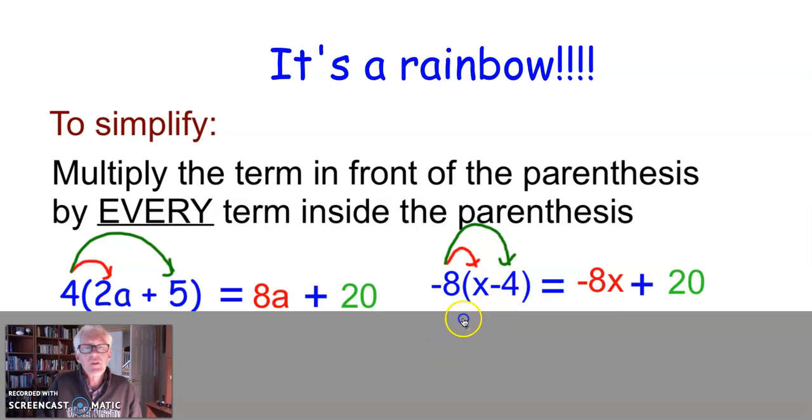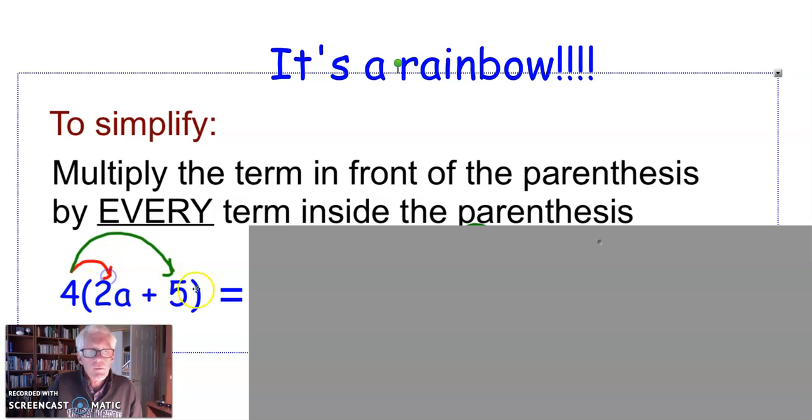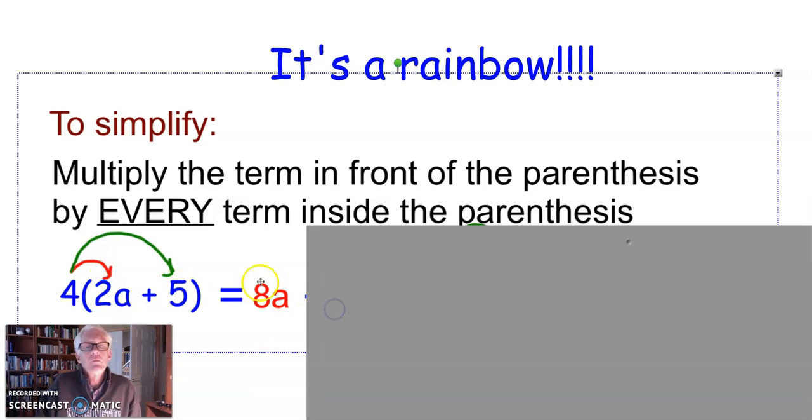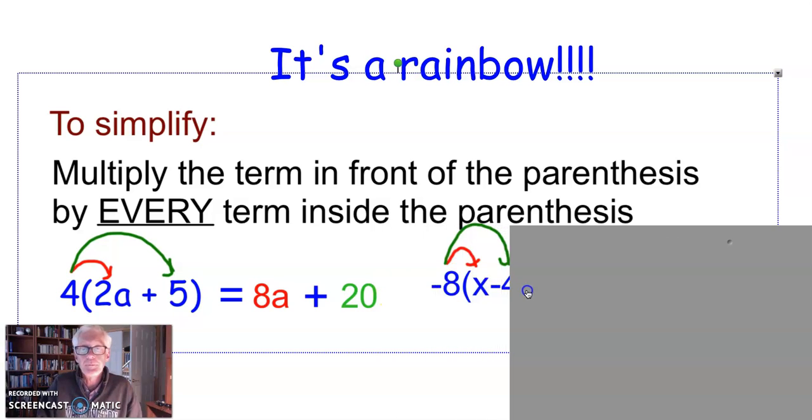So here's a couple of examples. We'll do this one first. 4 times (2a plus 5). 4 times 2a is 8a. Then you go back and do it again. 4 times 5 in green is plus 20.